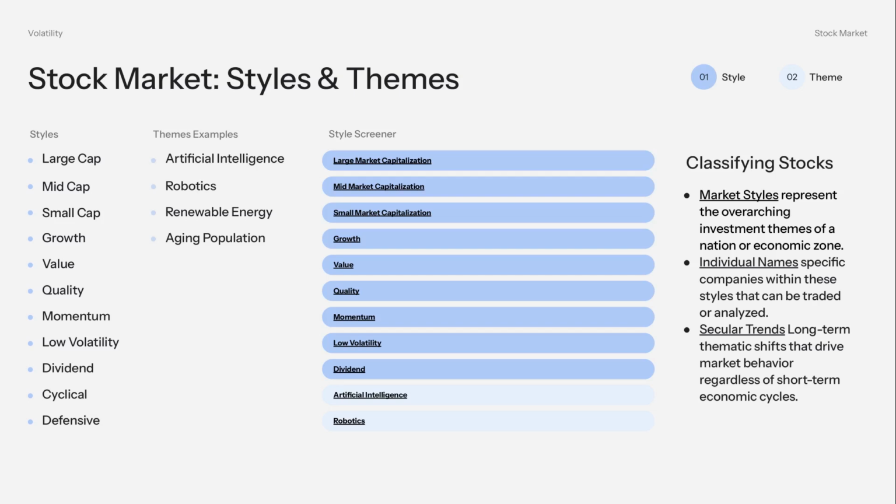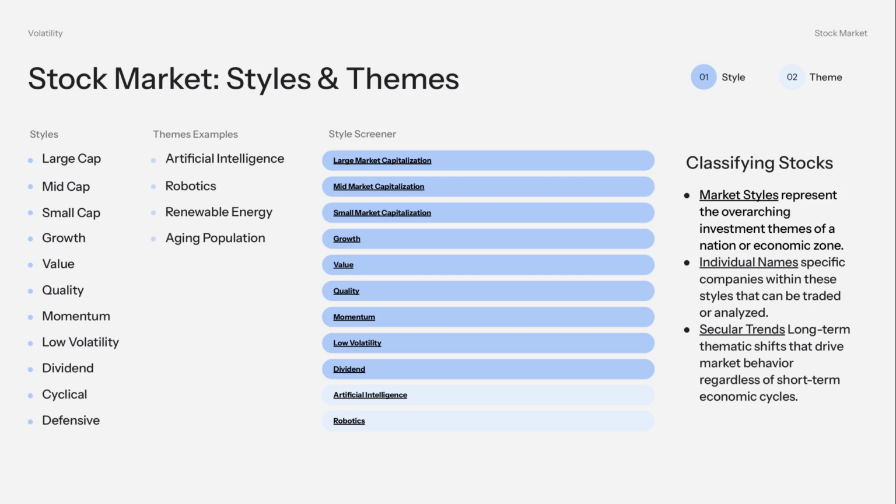Now let's categorise the market further by looking at style factors and investment themes. Size, market cap. We categorise companies as large, mid or small cap based on their total valuation. Valuation, growth versus value.